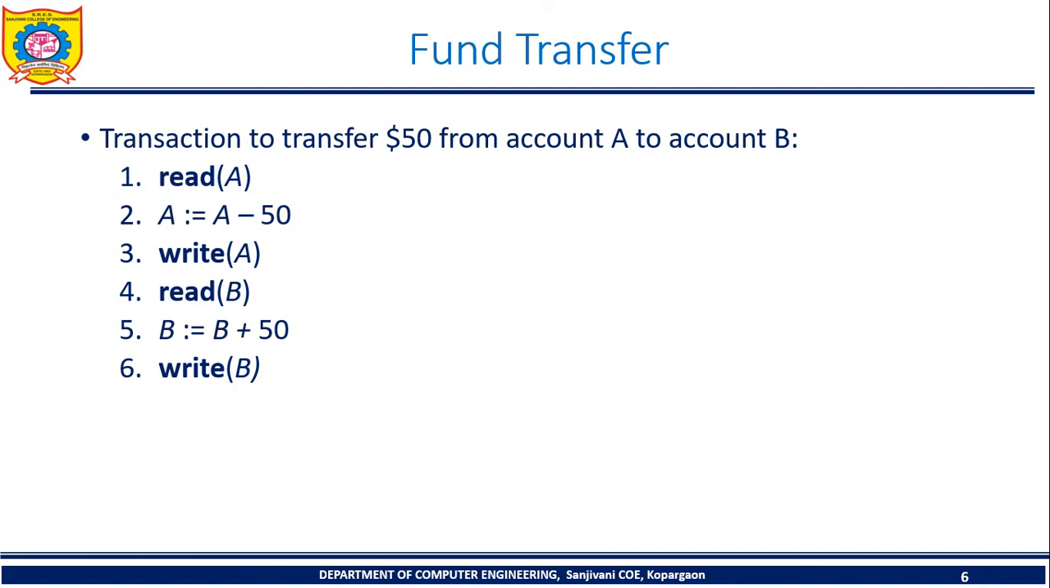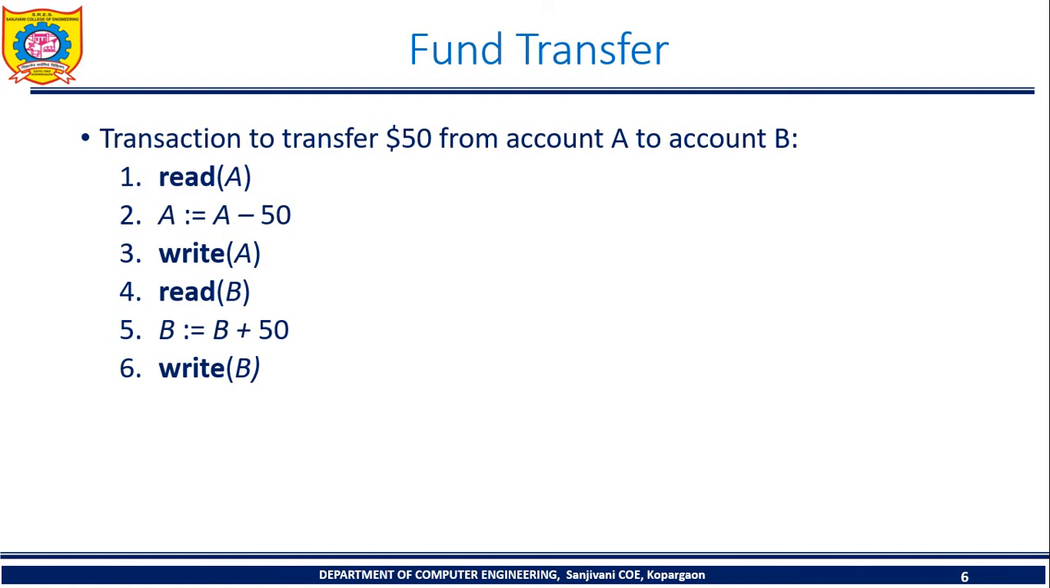In this fund transfer example, let us see the ACID properties. First, the atomicity requirement. If the transaction fails after step 3 and before step 6, the system should ensure that its updates are not reflected in the database, else an inconsistency will result. This is the atomicity requirement in this fund transfer example.